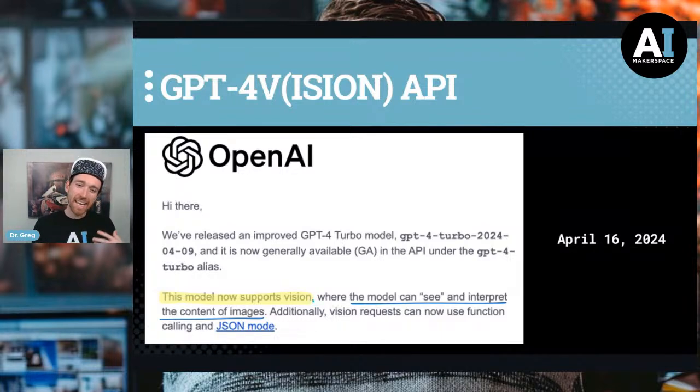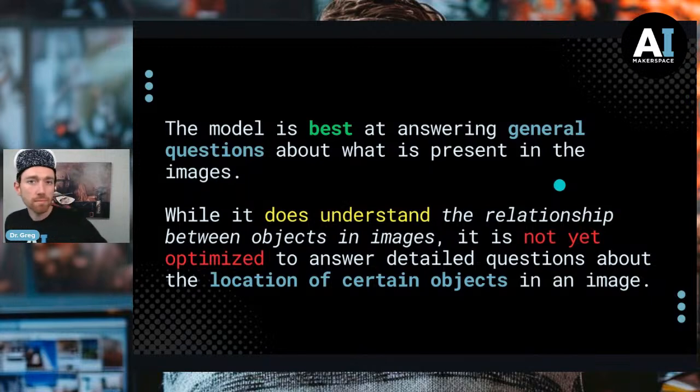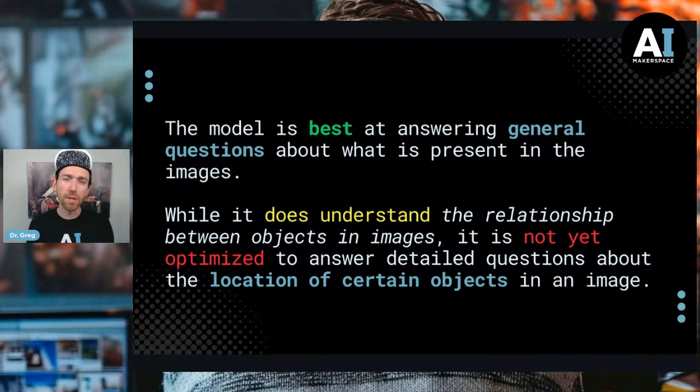Now, in the month since we decided to put this event on, we've seen some more details emerge within the documentation. For instance, and some of these were there when this was rolled out, but with the Omni rollout, we've seen some additional details emerge. The model is best at answering general questions about what is present in images. While it does understand the relationship between objects, it is not yet optimized to answer detailed questions about the location of certain objects.